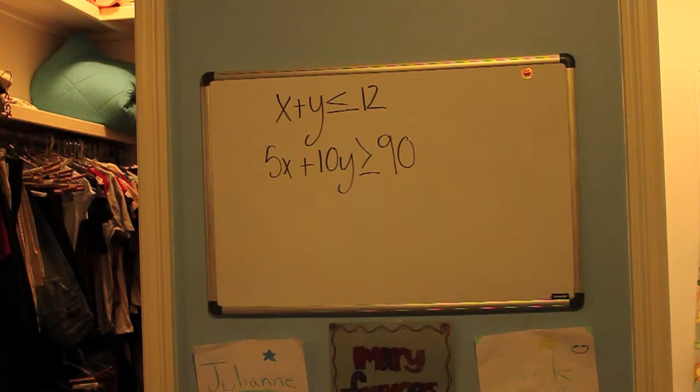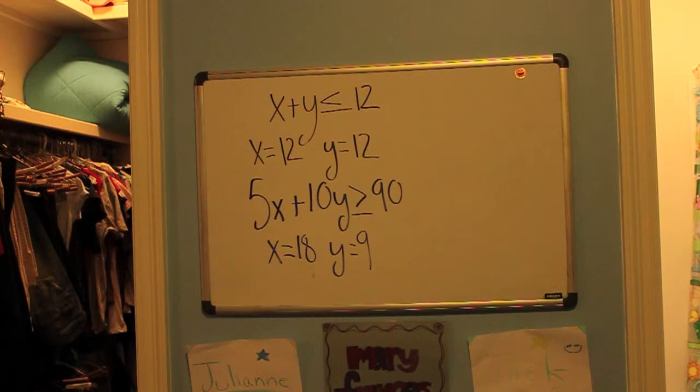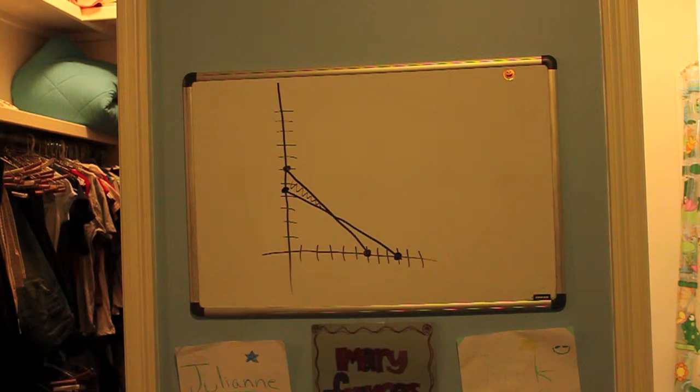As you can see, I have written the two inequalities on the board. x plus y is less than or equal to 12, representing the number of hours she can work, and 5x plus 10y is greater than or equal to 90, representing the amount of money she will make in a week. I have solved each inequality for its x and y intercept. After finding the x and y intercepts, we are now able to graph.